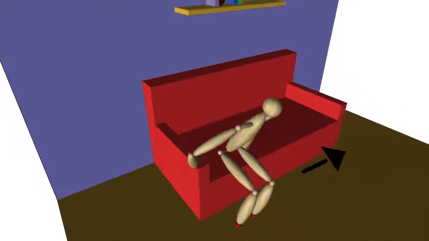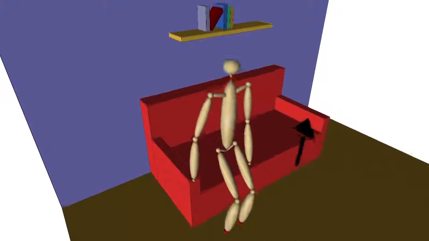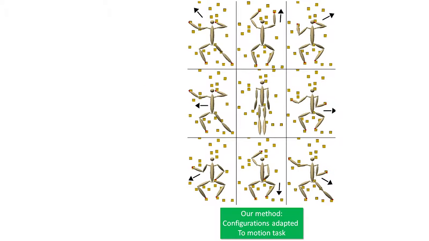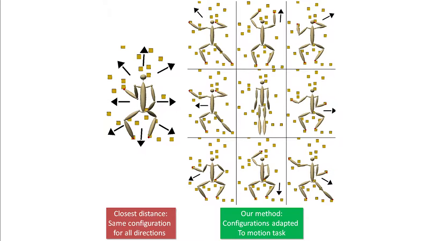Here is an example of a resulting motion synthesis computed in real time with an inverse kinematic solver. We now consider motion on a climbing wall. Our method will compute appropriate configurations adapted to the motion task. On the other hand, a method such as the closest distance heuristic doesn't account for the motion task. Therefore, it will always compute the same configuration.